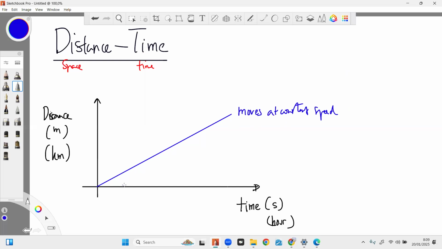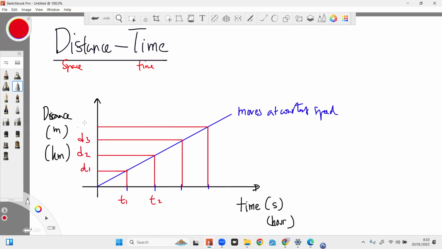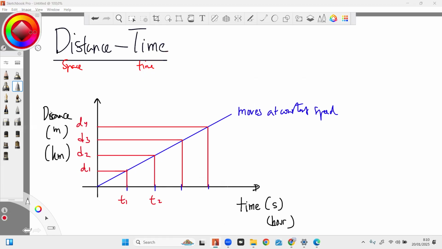So they travel. Let's say I want to split it into certain times here. I want to make a chunk. Chunk means small cuts, a small part of the time. Let's say this is distance one for time one, and time two for distance two, and time three for distance three, and so on, right? So if it is a straight line, therefore we can see that the gradient is constant.